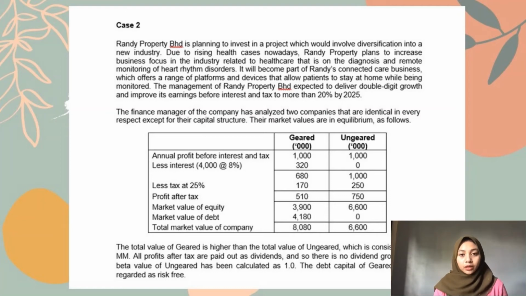The management of Randy Property Berhad is expected to deliver double growth and improve its earnings before interest and tax to more than 20% by 2025. The finance manager of the company has analyzed two companies that are identical in every respect except for their capital. Their market values are in equilibrium as follows.